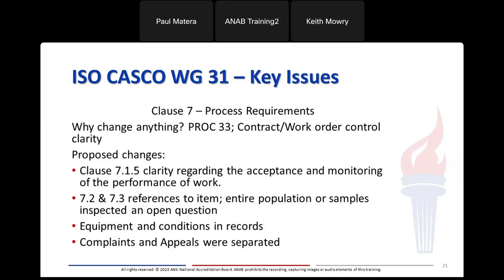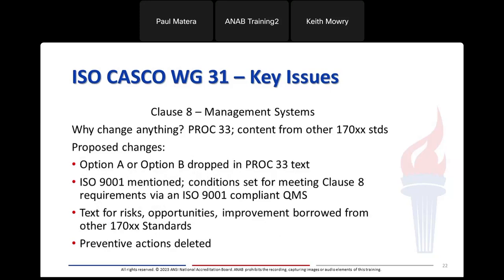And complaints and appeals were separated out as two different concepts. If you remember earlier, we talked about the definitions and how they were separated out. Appeals was updated and so forth. So in the new standard, 7.5 will be appeals, and then we've rewritten that section. And then 7.6 would be complaints, and that's a whole new section. And so we tried to separate those out and make those a lot more clear, easier to understand.